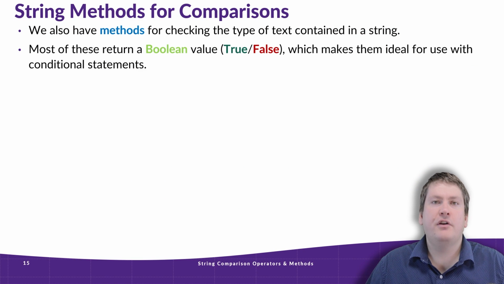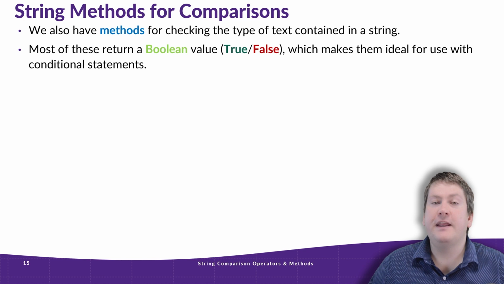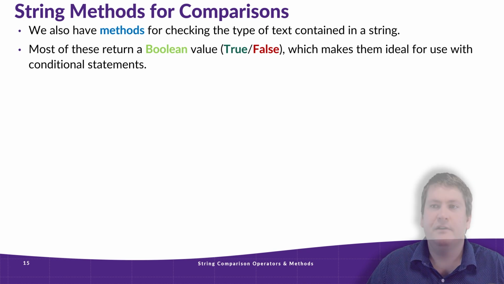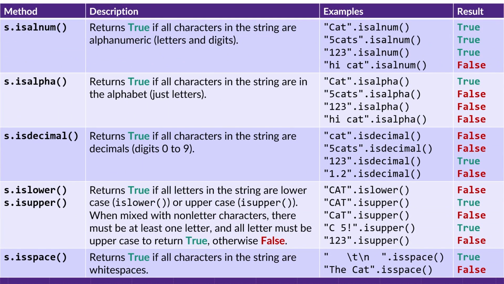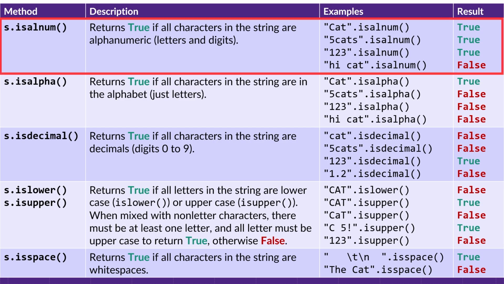There are some other string methods that will help us make comparisons, and most of these are the is methods, and these all return Boolean values, true or false. And these are mostly centered around checking if a string contains a certain type of characters. So isalnum, which stands for is alphanumeric, returns true if the characters in the string are all alphanumeric. That means it returns true only if the characters in that string are all letters and digits.